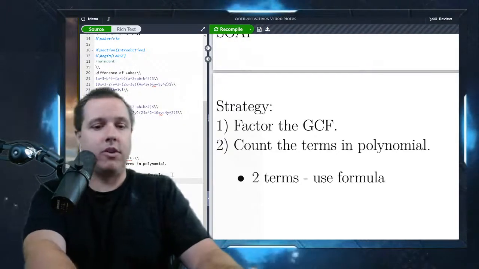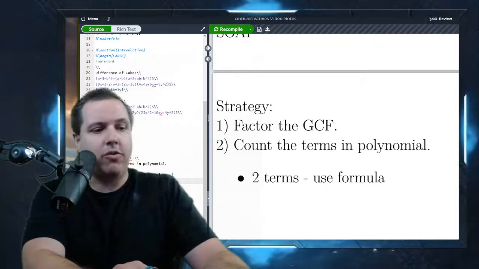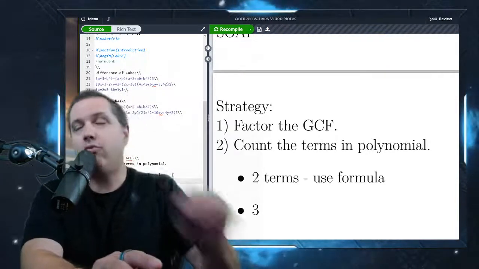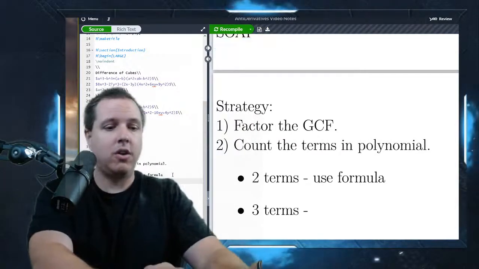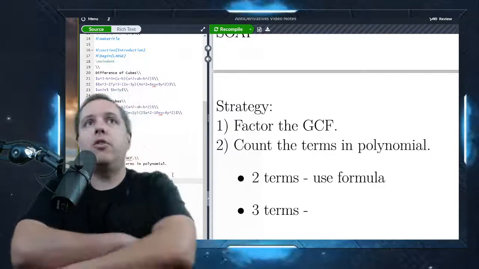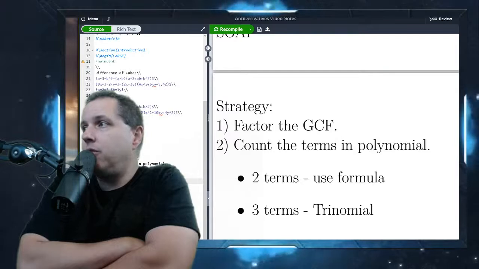Okay. All right, so that's one possibility. Okay, what if there are 3 terms? Well, if there are 3 terms, then this is a trinomial, right? So use whichever method you like to use for trinomials, use that.